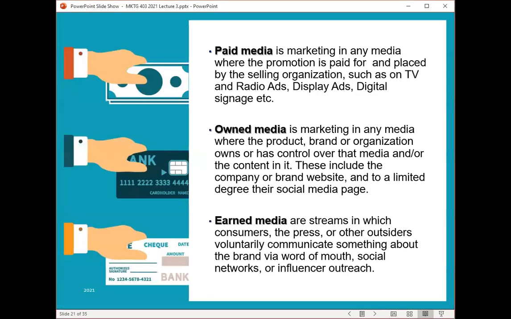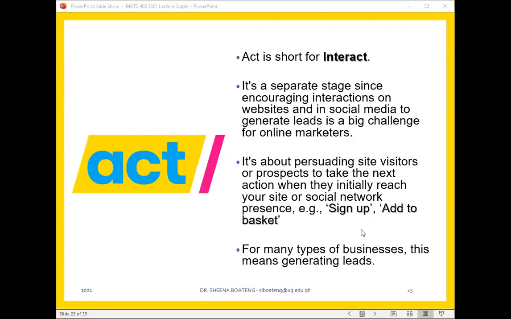Next, we can talk about acting, right? So we have already explained paid, owned, and earned media. We talked about the fact that the paid media is the one that we pay for. The owned media is the one that the firm owns and controls the content, right? Whereas the earned media is the one that the firm does not control, right? It is voluntary communication that is done on behalf of the firm, either through word of mouth, social networks, or influencer outreach. Okay, so the next level after we have been able to enhance our reach is act.